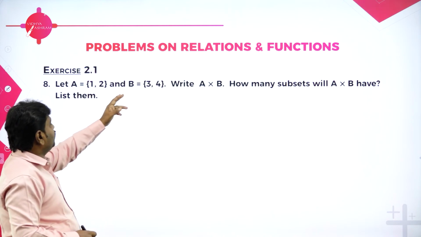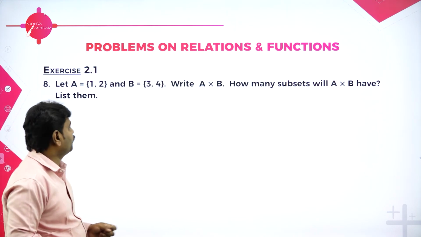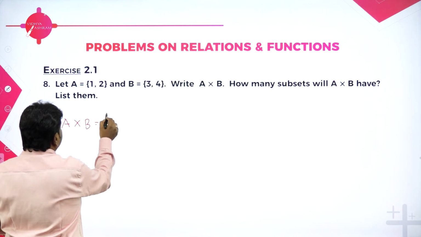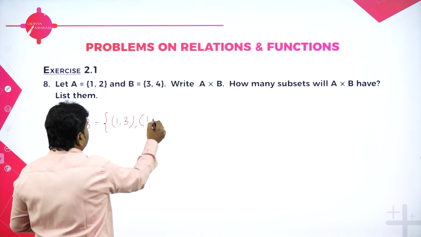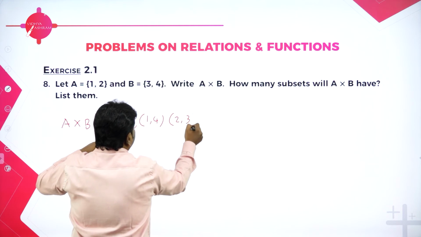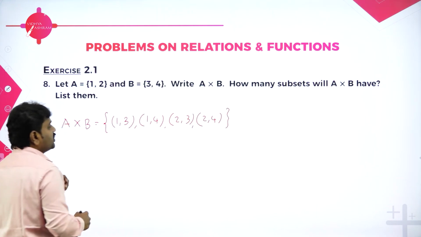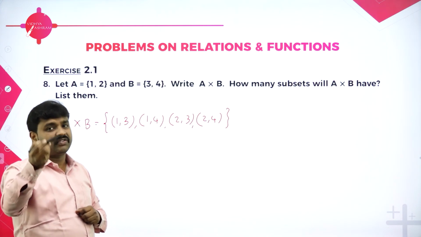A is {1, 2}, B is {3, 4}. Write A cross B. How many subsets of A cross B are possible? The number of subsets, you know. First we will write A cross B. What is A cross B? (1, 3), then (1, 4), then the second element, (2, 3), then (2, 4). My dear students, how many subsets are there? What is the number of subsets formula? The number of subsets is 2 to the power of the number of elements.